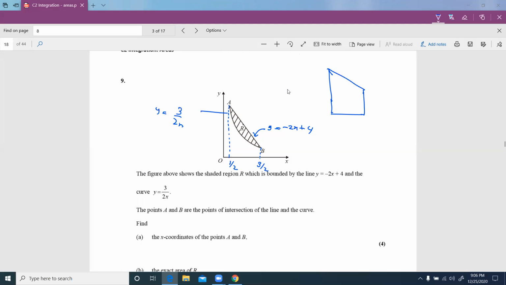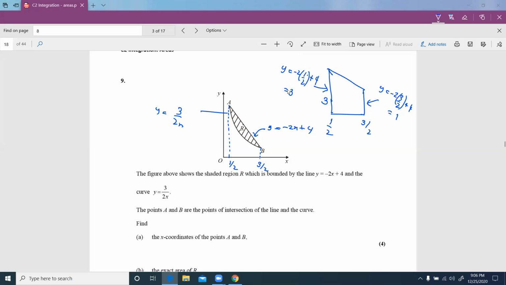How do we find the area of this trapezium? Initially I can find this height by substituting half into any of these equations. This coordinate is 1/2 and this coordinate is 3/2. If you substitute half into this one, y equals -2 times half plus 4, that turns up to 3. So this height becomes 3. And over here, substitute y equals -2 times 3/2 plus 4, which turns up to 1. So this height is 1.